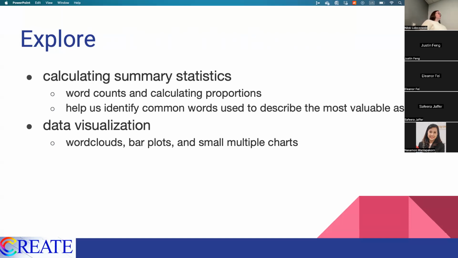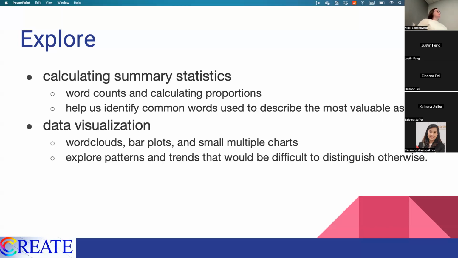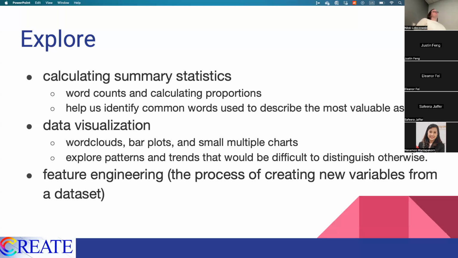Data visualization, such as word clouds, bar plots, and small multiple charts. So this kind of helps us get a sense of what we're seeing. And we'll talk about how you can actually use those in publication as well. But then it's really about understanding the patterns and trends that would be difficult to distinguish otherwise.